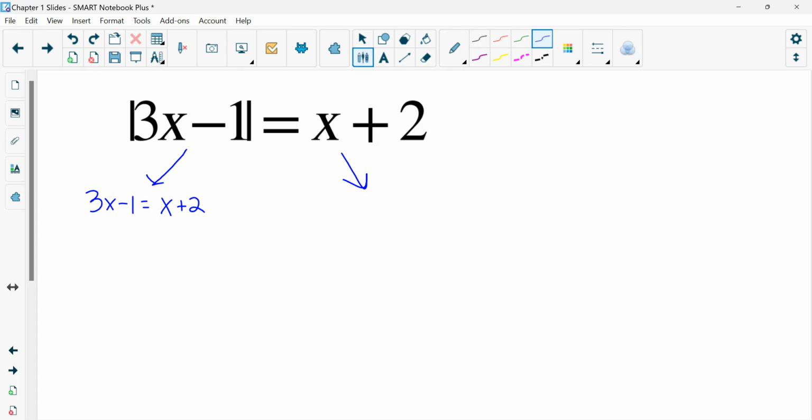And when I do the other equation where I make my right side negative, you just have to be careful here because I'm going to make that entire right side negative. So I need to write it as negative the quantity of x plus 2.